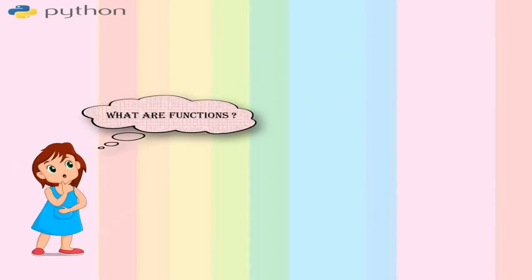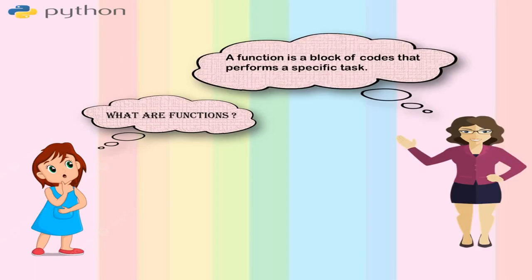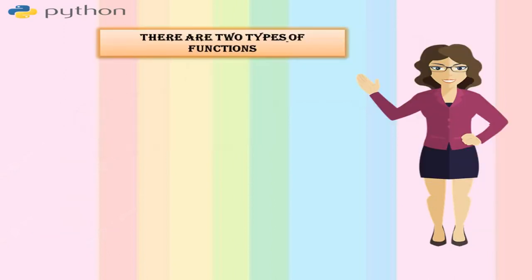Let us know what functions are. Functions are nothing but a block of code that performs a specific task. In simple words, we can say that functions are like recipes in cooking. Just as a recipe tells us how to make a dish step by step, a function tells our computer how to perform a specific task.